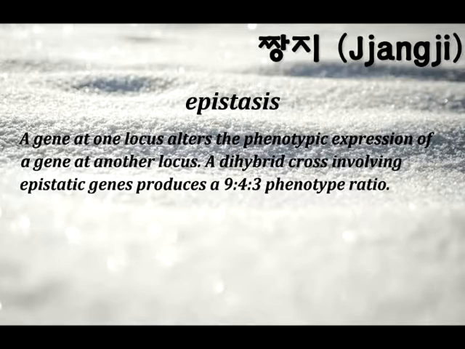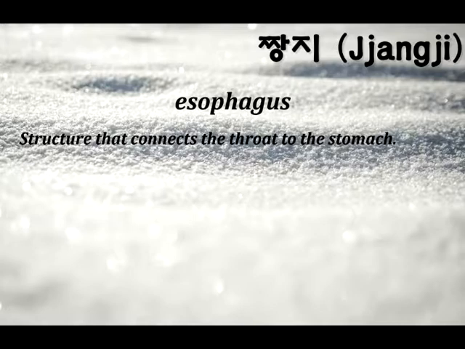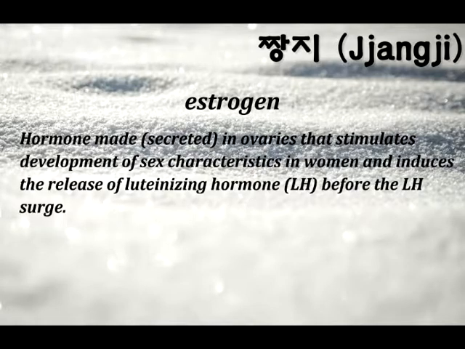Epistasis, a gene at one locus alters the phenotypic expression of a gene at another locus. A dihybrid cross involving epistatic genes produces a 9:4:3 phenotype ratio. Esophageal sphincter, valve-like trapdoor between the esophagus and the stomach. Esophagus, structure that connects the throat to the stomach. Estrogen, hormone made and secreted in ovaries that stimulates development of sex characteristics in women and induces the release of luteinizing hormone LH before the LH surge, etc.